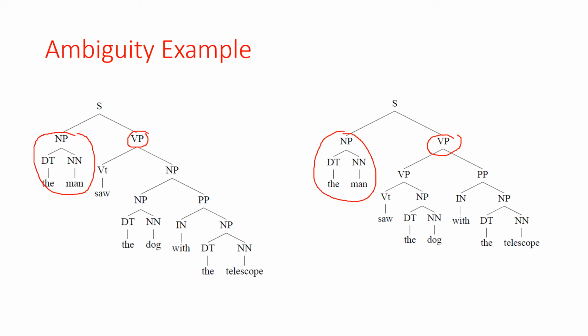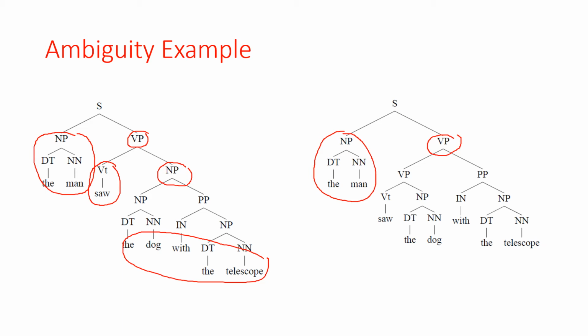The left tree has the transitive verb saw and then the noun phrase, which is the object of the sentence. So here, the dog with a telescope is the object of the sentence. So the man saw the dog with a telescope. The telescope belongs to the dog, not to the man.